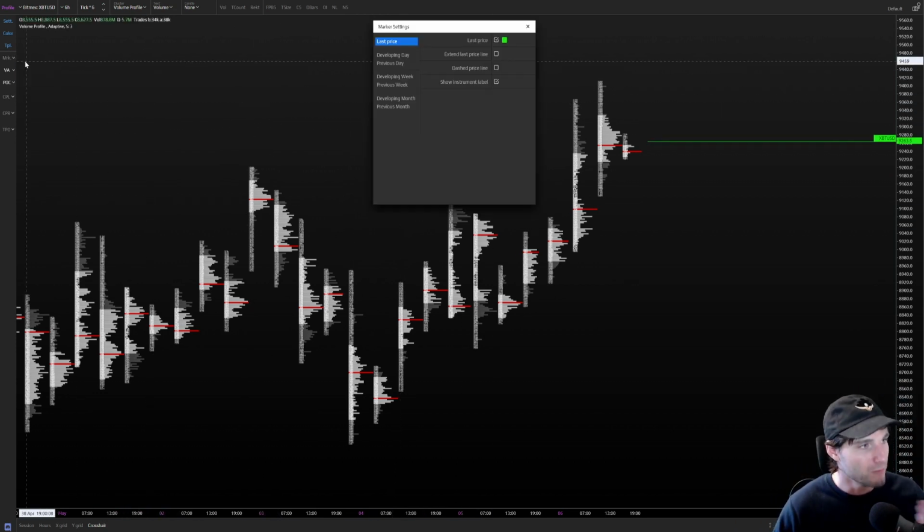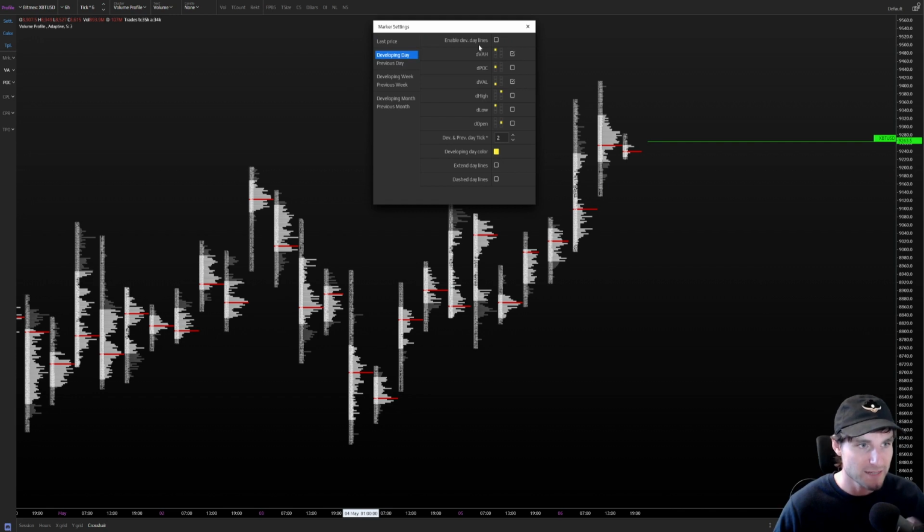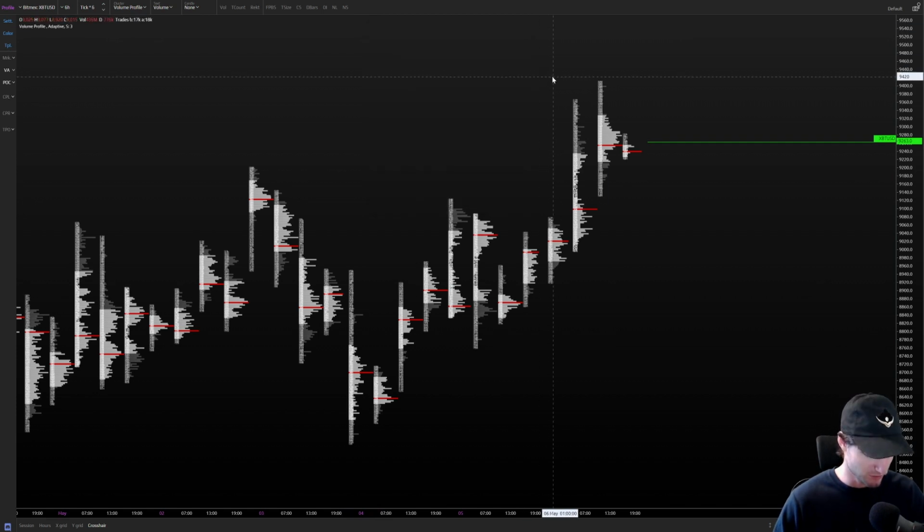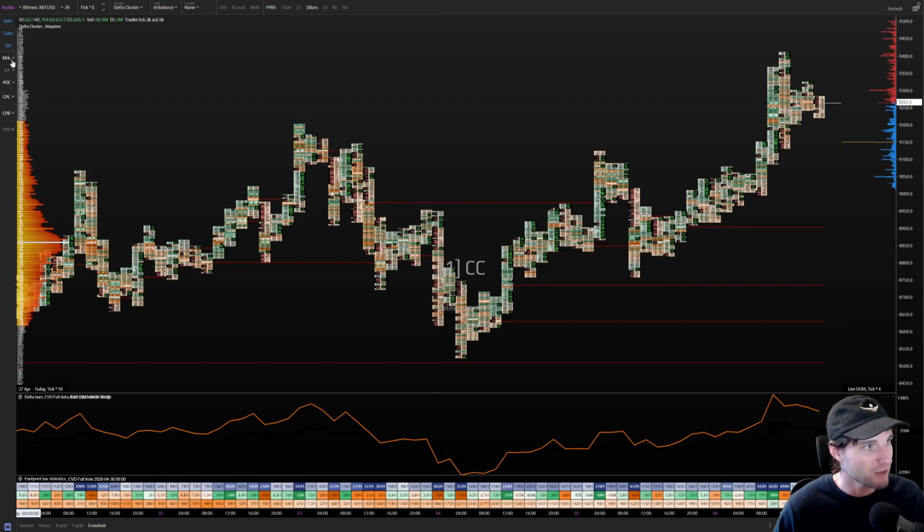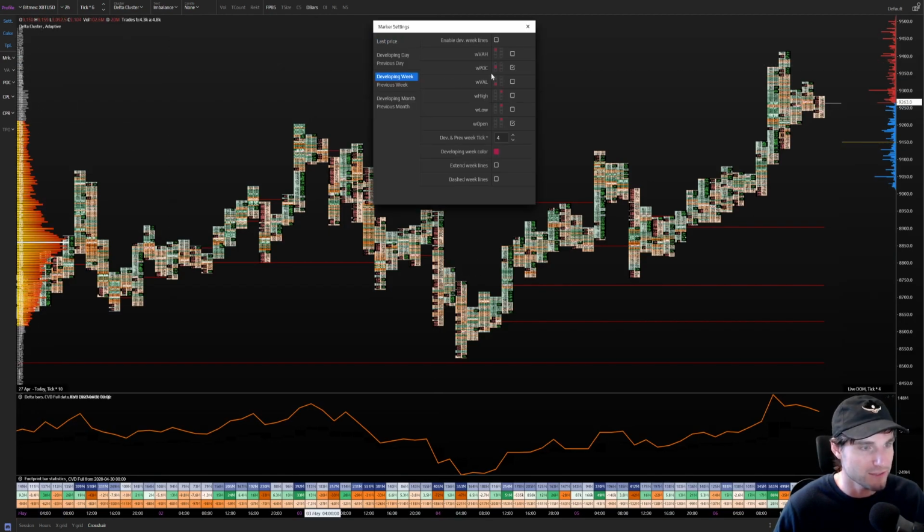But the marker settings, really, really simple. You just mark exactly what you want to see. So if I wanted to see the previous week point of control, I could mark this. It's not going to do it. Let's just go back onto this. So if I wanted to mark, for example, the developing week's point of control, I could just tick what I want to see, and then that's going to tell me, okay, the weekly point of control is 8,869. The weekly value area low is 8,689. So if I wanted to see that information, I simply tick it.